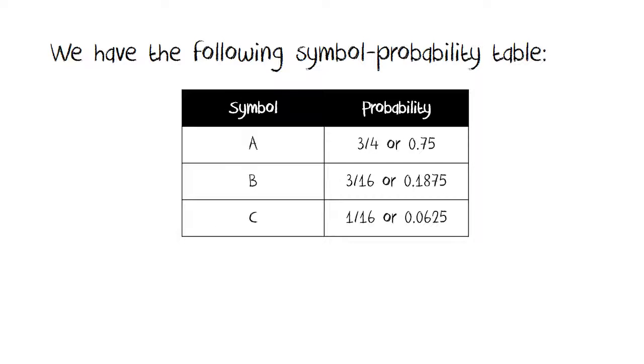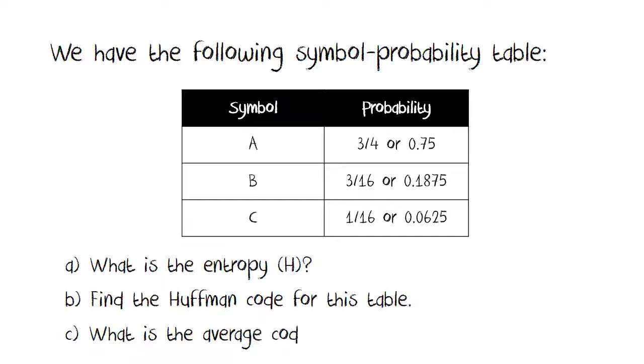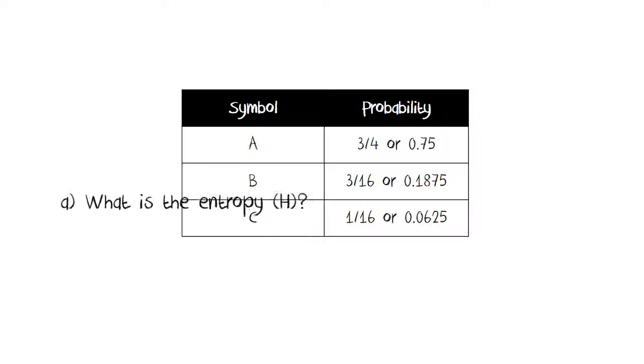We have the following symbol probability table. There are 3 symbols, A, B, and C, each with their own probability. First thing we want to know is the entropy. Secondly, we want to know what the Huffman code is for this symbol probability table. And finally, we want to calculate the average code length for the code. Let's start with the first question.